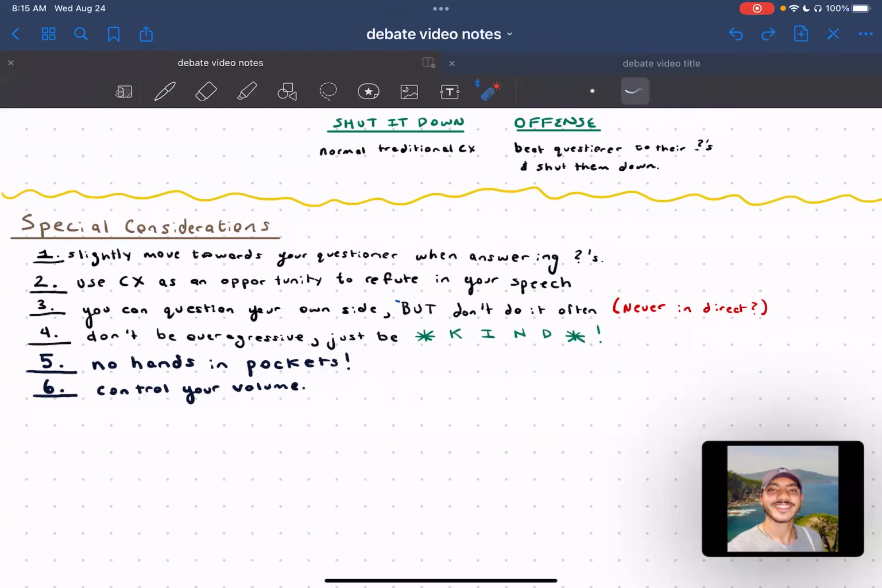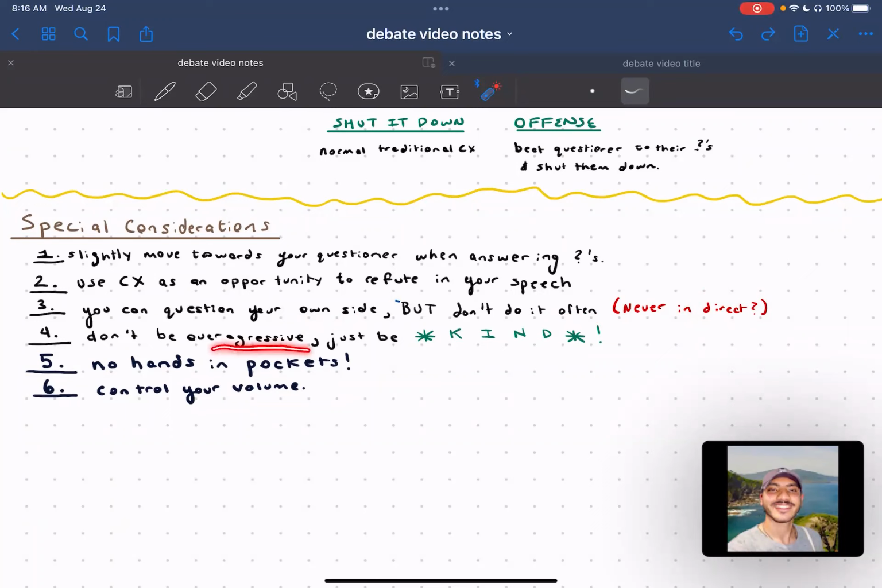The third way is that you can question your own side, but don't do it that often, especially never in direct questioning. So there's nothing necessarily wrong with questioning your own side. It just looks a bit odd. And especially in direct questioning, when you have such limited opportunities to ask questions in the first place, I would reserve those times, those questioning blocks, for questioning the other side rather than your own.